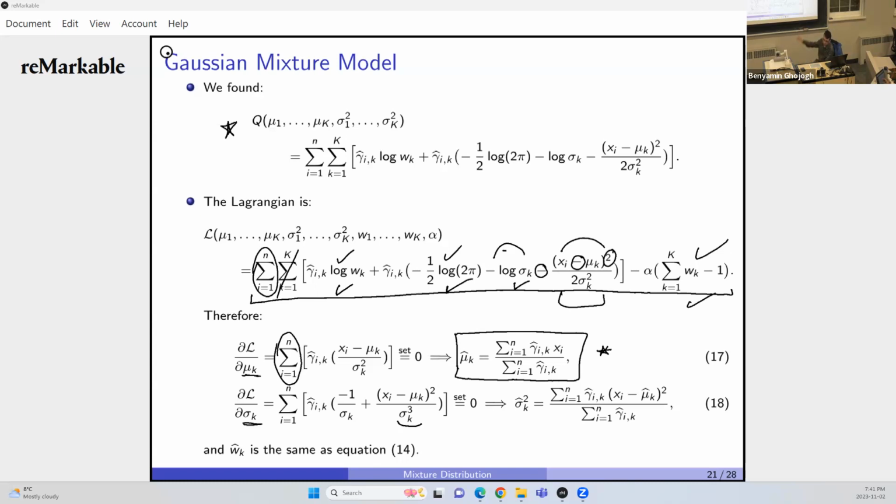Sigma k can come out of the summation because the summation is over i, and again, the summation over k went off because it's a derivative with respect to a specific k. Then set it to 0 and you will get this. Rearrange the terms, you will get this. Okay? W k hat is the same as before. So this is what we had.